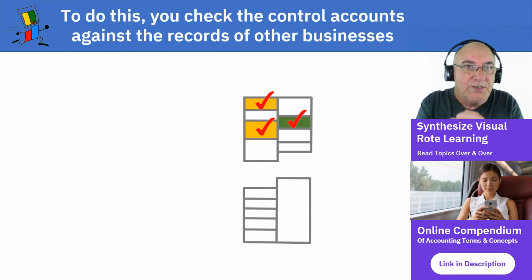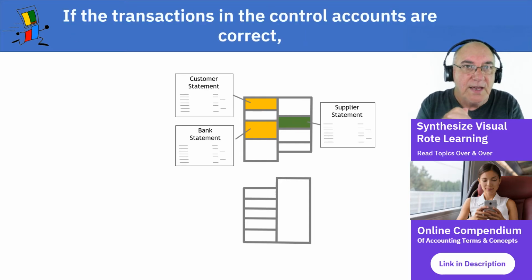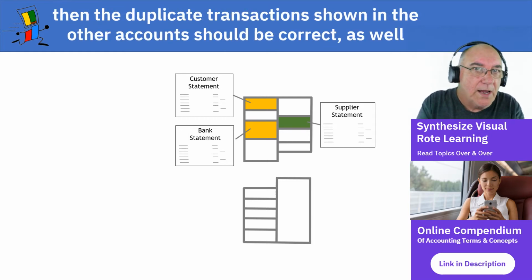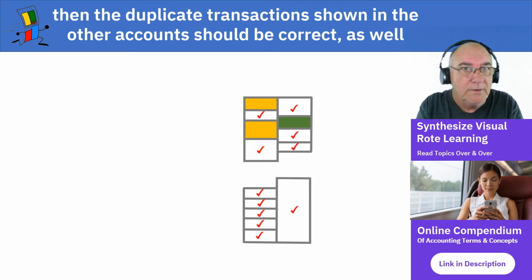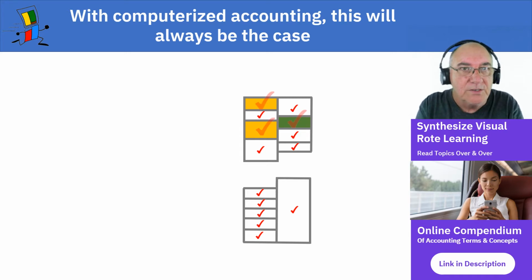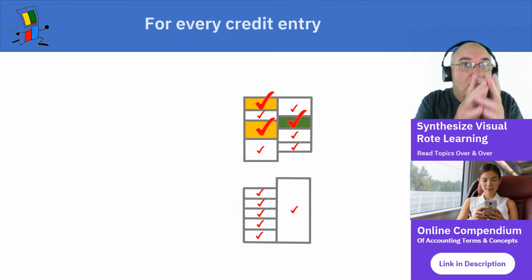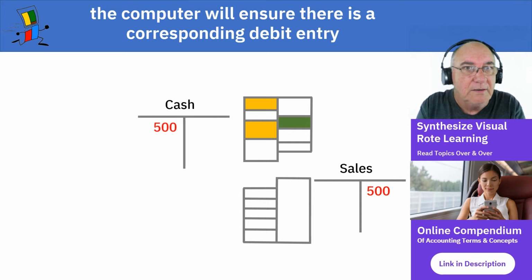To do this, you check the control accounts against the records of other businesses. If the transactions in the control account are correct, then the duplicate transactions shown in the other accounts should be correct as well. With computerised accounting, this will always be the case. For every credit entry, the computer will ensure there is a corresponding debit entry.